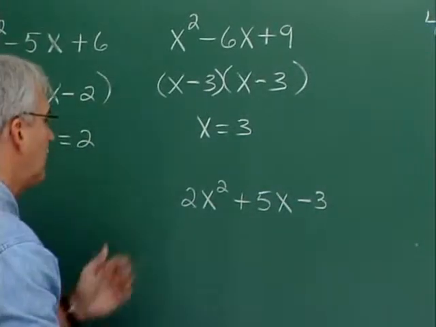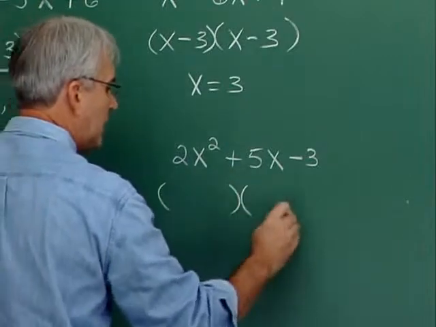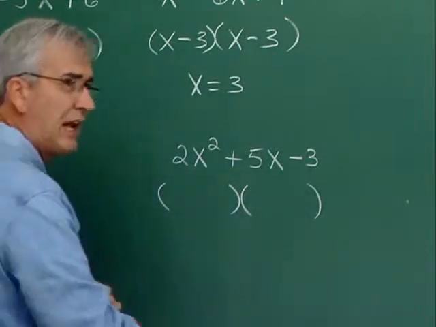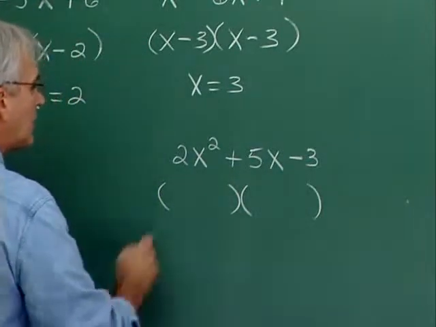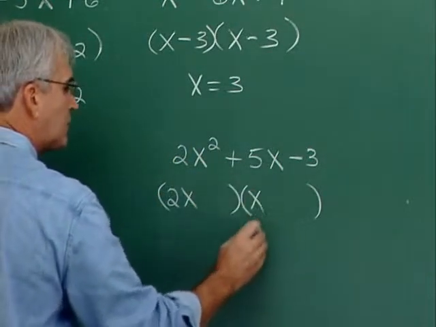For this one, when our leading coefficient is other than 1, we still kind of follow our nose through it, but it's kind of a fishing expedition here to find the values. Now, to break down 2x squared, it's probably going to be 2x times x for 2x squared.